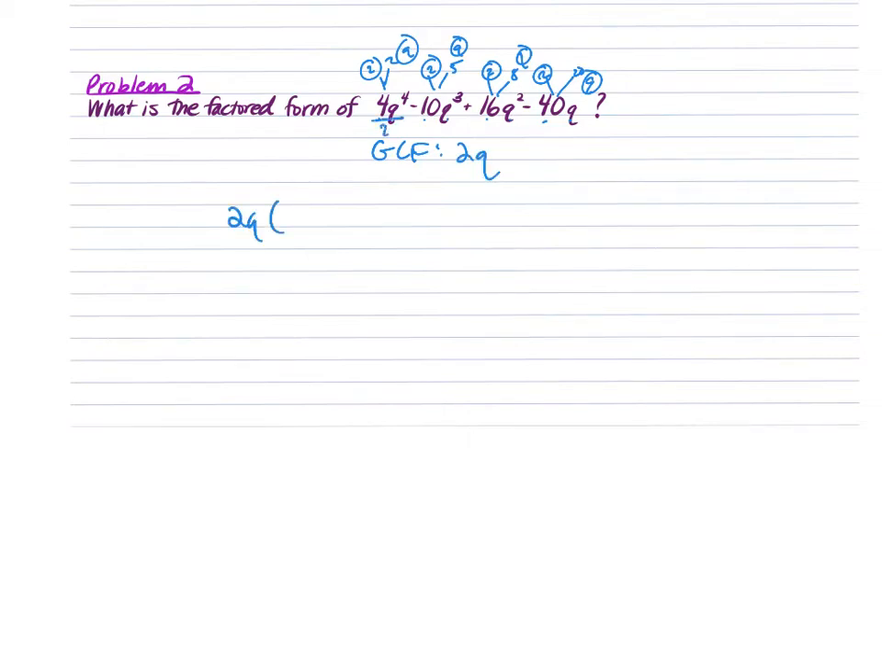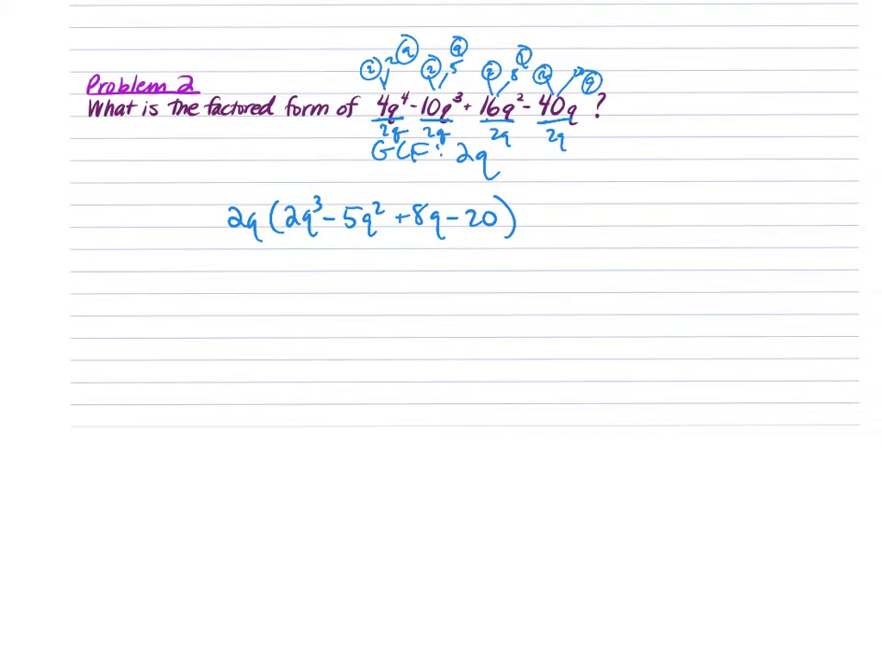So divide this by 2q, we're left with 2q to the third. Divide this by 2q, we're left with minus 5q squared. Divide this by 2q, we're left with 8q. And divide this by 2q, and we're left with minus 20.